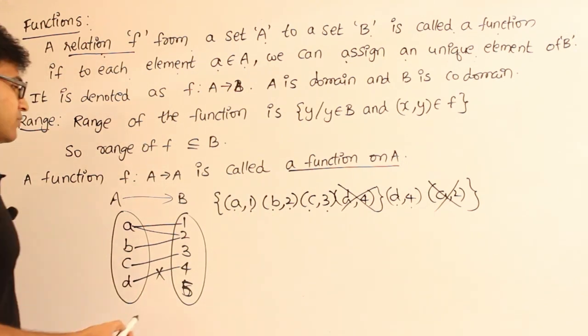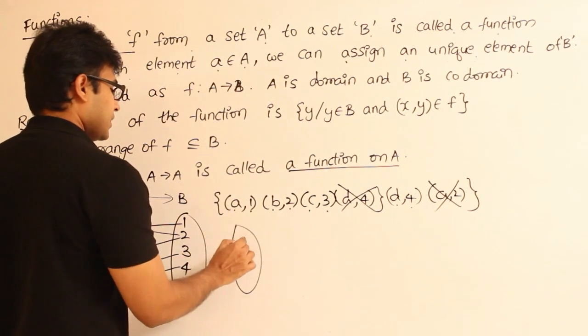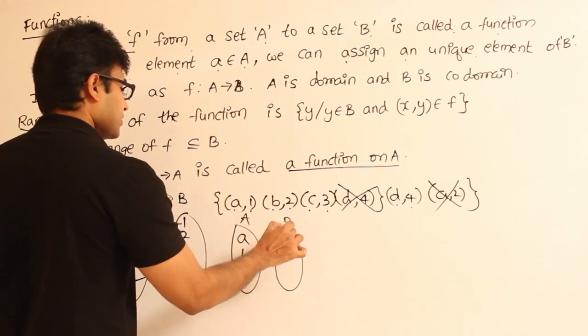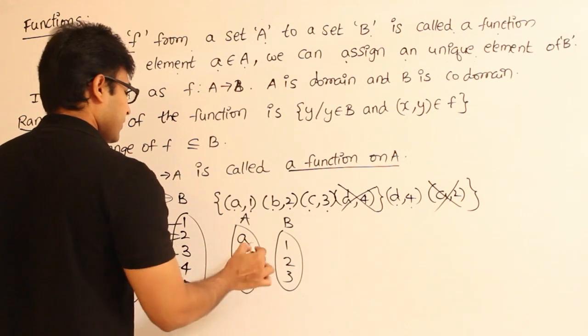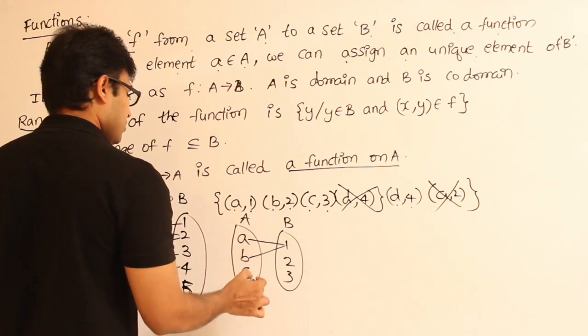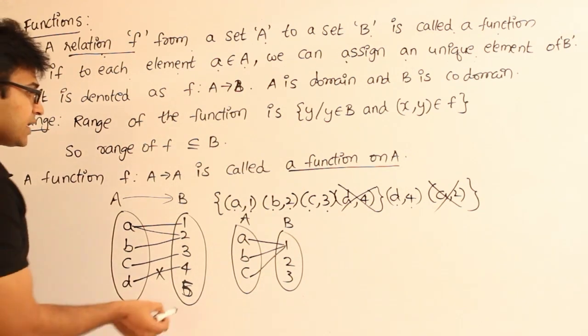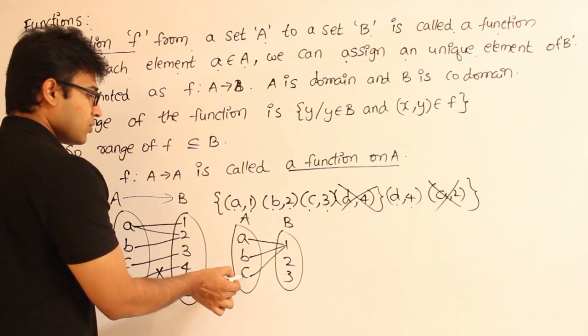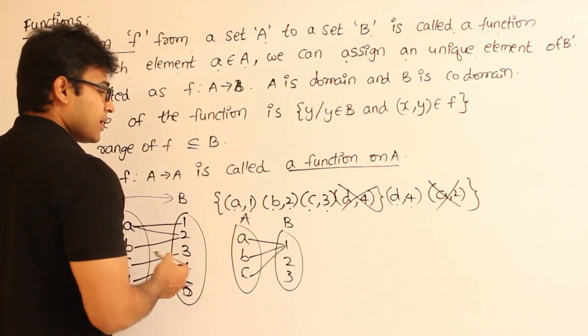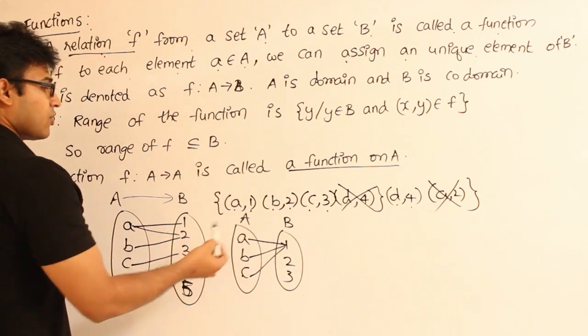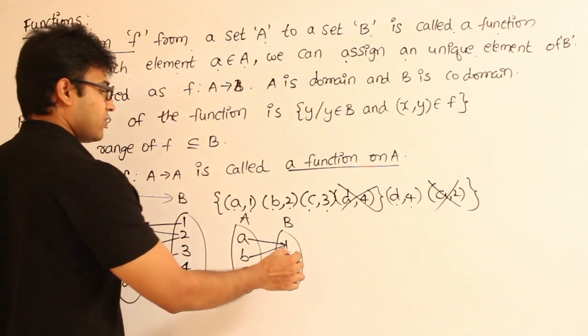Now you tell me whether these are functions or not. Okay, let us say I have a, b, c, this is A and this is B, and I have 1, 2, 3. a is mapped to 1, b is mapped to 1, c is mapped to 1. Is this a function or not? It is a function, because every element is mapped to exactly one element there, but we need not care whether they are all mapped to the same element or not. So it is definitely a function.